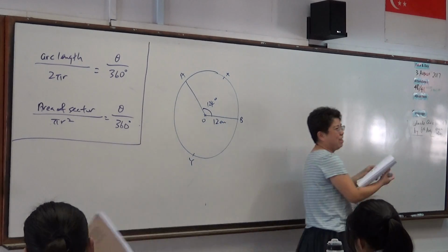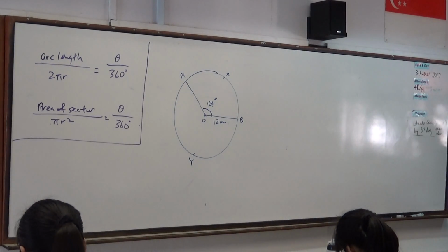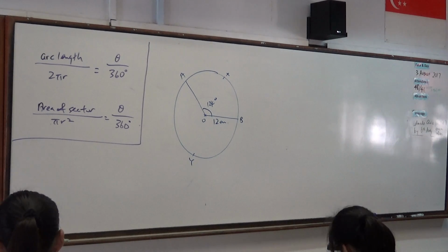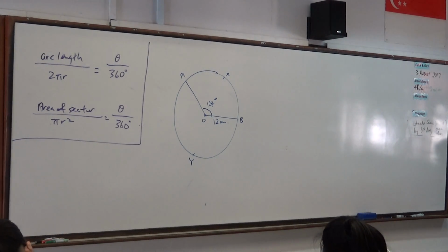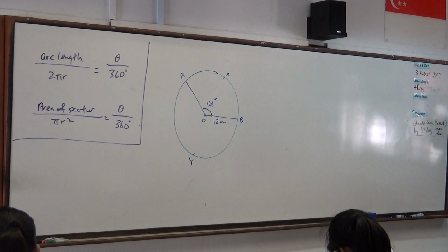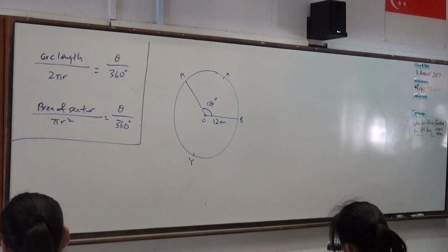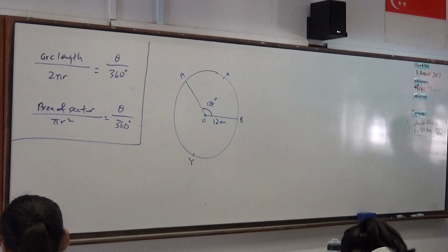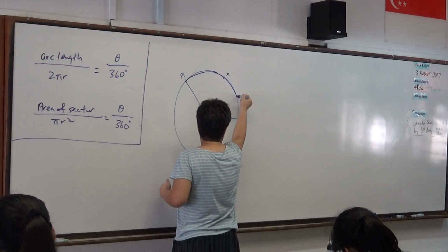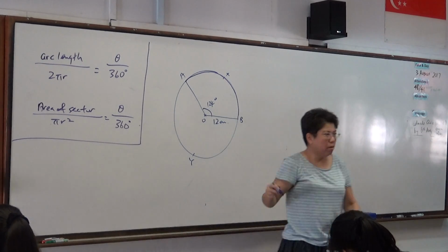Okay. Let's take a look at this picture. In the figure, O is the center of a circle of radius 12 cm and angle AOB is 140 degrees. Find the length of the minor arc AXB. Okay, look up at the board. They want to find the length of the minor arc AXB.